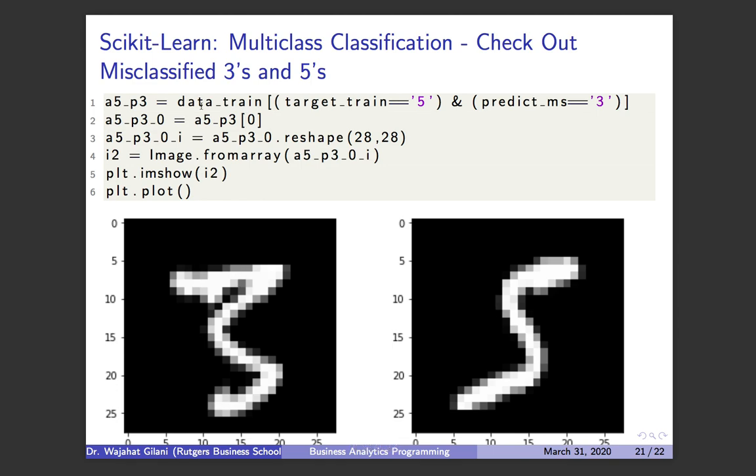Let's grab a 5 image that was misclassified as 3. And again, I'm going to do the same analysis. I'm going to say, okay, where was my target train equals 5, and where's the corresponding prediction equal 3? Give me all those images. I put in A5 underscore P3. I'm going to take the first image out of there, put it in this variable. I'm going to reshape that image into a 28 by 28 NumPy array, and make that NumPy array into an image, I2, and I'm going to plot that, and that plot's right here.